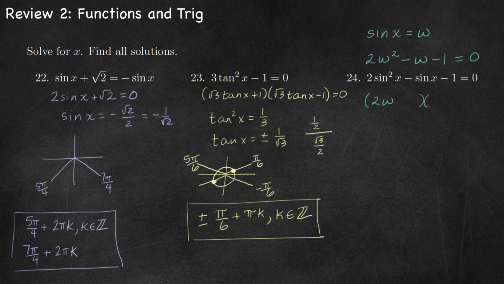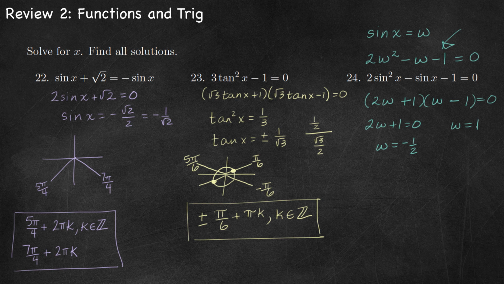2w squared would be 2w times w. The only way to get 1 here would be 1 times 1, or maybe I shouldn't say the only way, but the most likely way. And let's see if we can get the signs to work for us here. We want a negative 1w in the middle, so I want the 2w to be negative and the 1w to be positive. So that is factorable. And my solutions here, 2w plus 1 equals 0, or w equals negative 1/2. And then over here, just w equals 1.